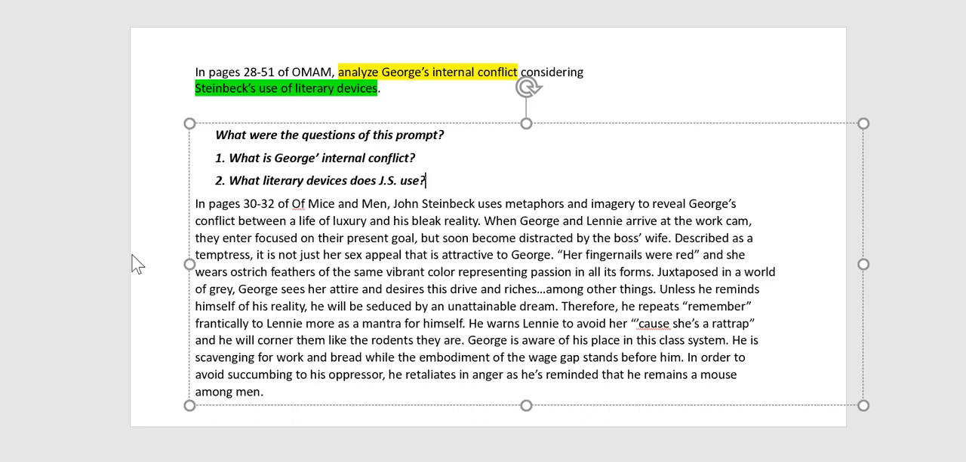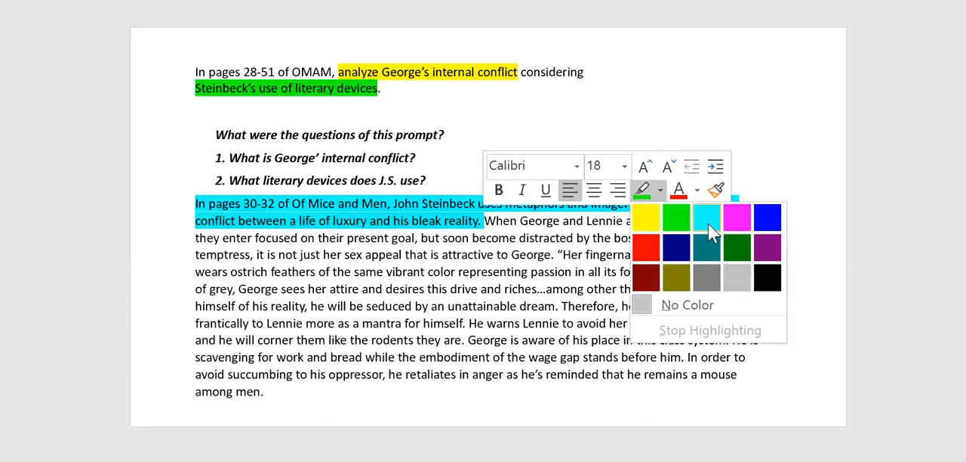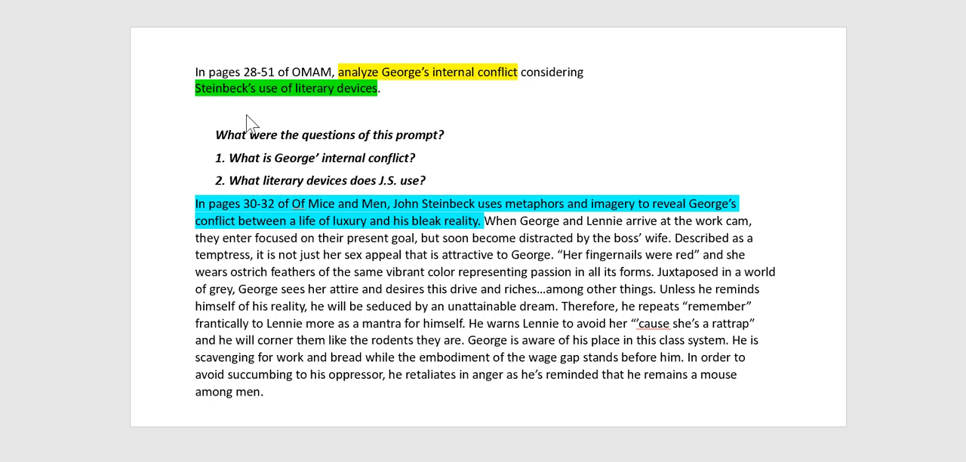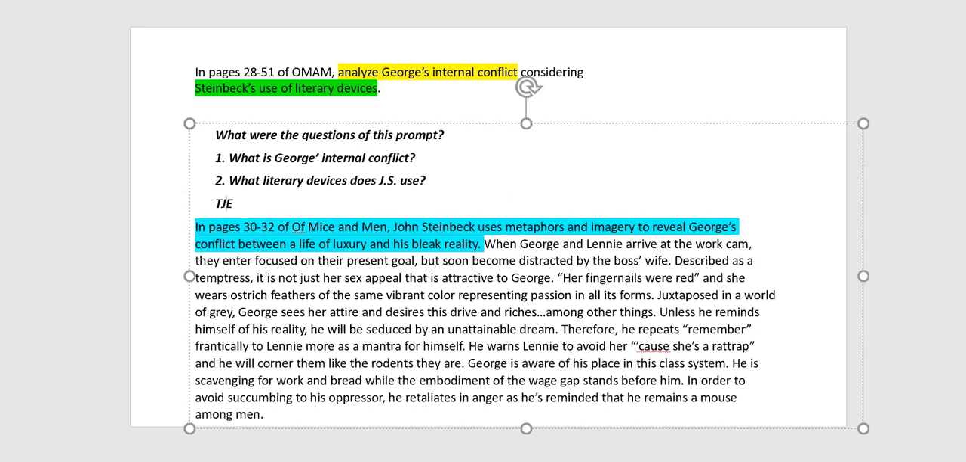So let's just go through this paragraph and see if I answer these questions first in my thesis. So here's my thesis. I'm going to highlight my thesis in blue. I'll say right here, thesis equals blue. John Steinbeck uses metaphors and imagery. Wow, already answered one question, right? I answered question number 2.